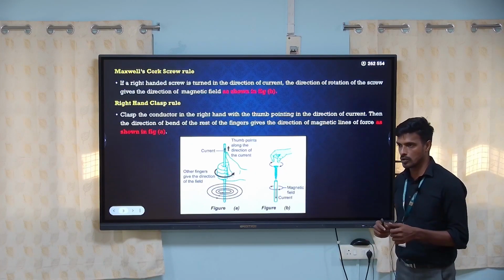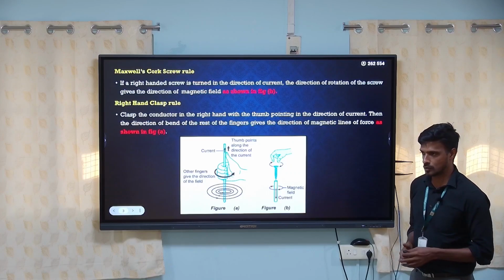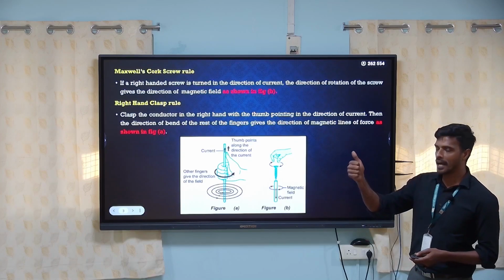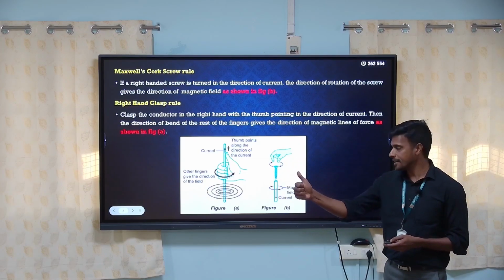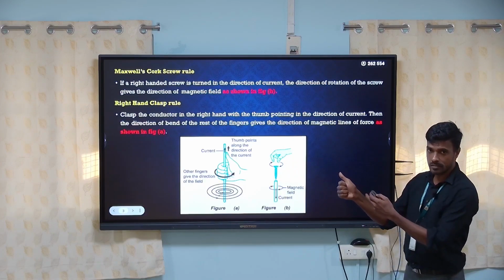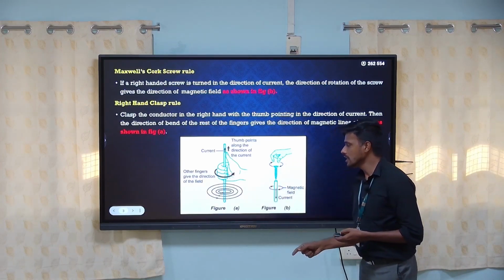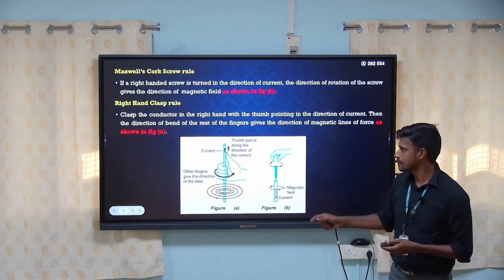There is another rule called Maxwell's clasp rule. In that, if you hold your hand like that, the thumb points in the direction of current, and the remaining fingers, as you can see in figure A, show the direction of the field.